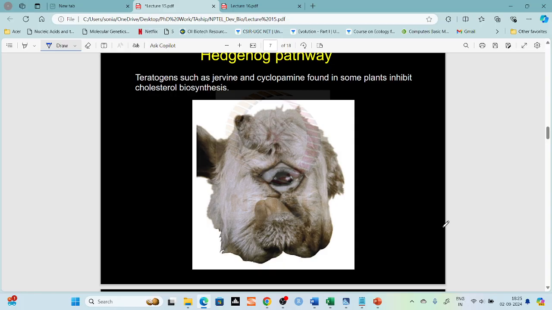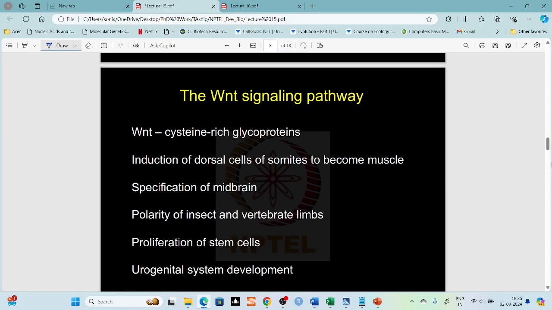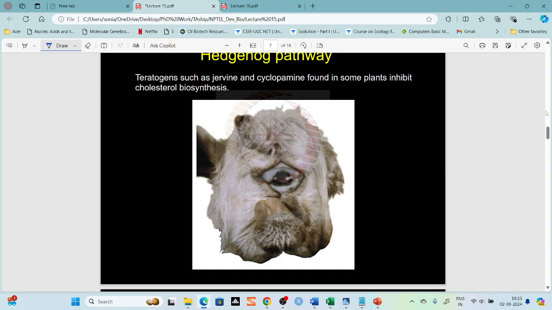They inhibit the cholesterol biosynthesis, and cholesterol biosynthesis has a role in the proper physiological morphology, and therefore the morphology of the face is completely damaged. So teratogens are basically steroidal alkaloids, which cause some kinds of malformations or deformations in the normal physiological features. And you should also understand that these teratogens inhibit your hedgehog pathway. Now how are they going to inhibit the hedgehog pathway? They target the smoothened receptor.